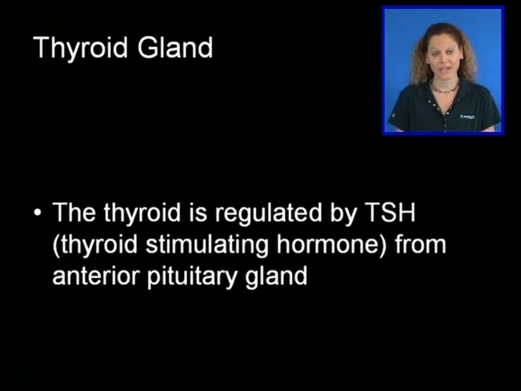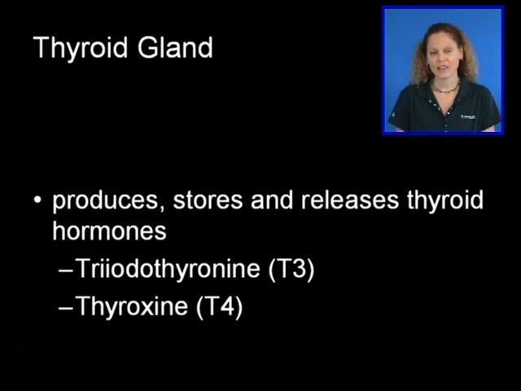The thyroid is regulated by thyroid-stimulating hormone, or TSH, and this is secreted from the anterior pituitary gland. The thyroid gland produces, stores, and releases thyroid hormones. They are triiodothyronine, or T3, and thyroxine, or T4.